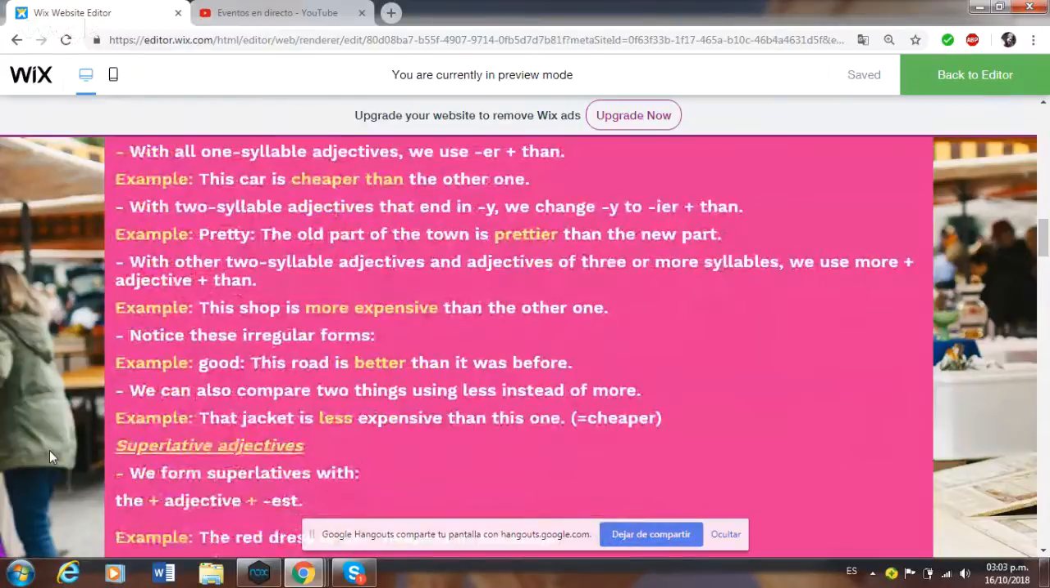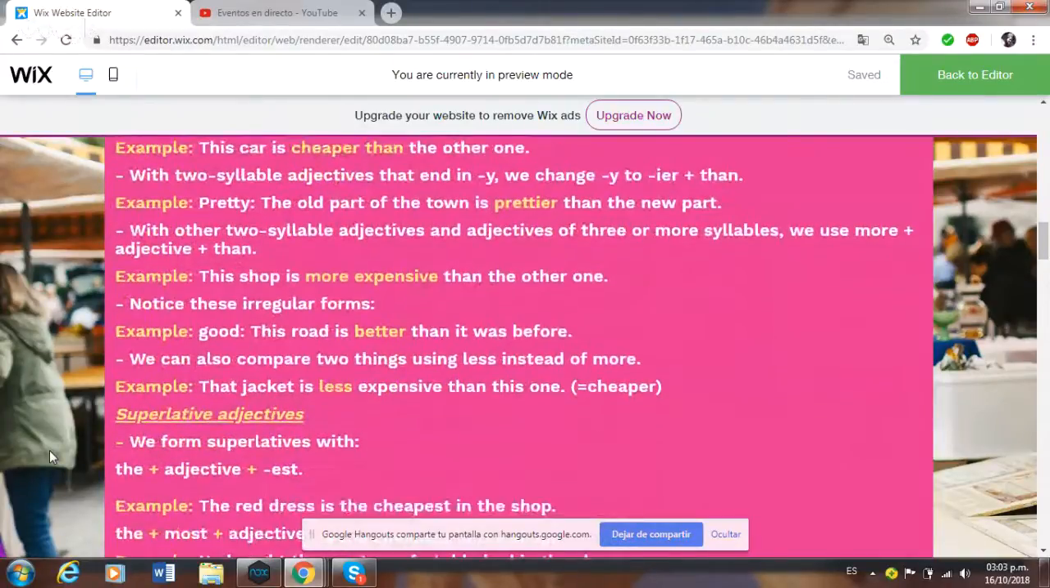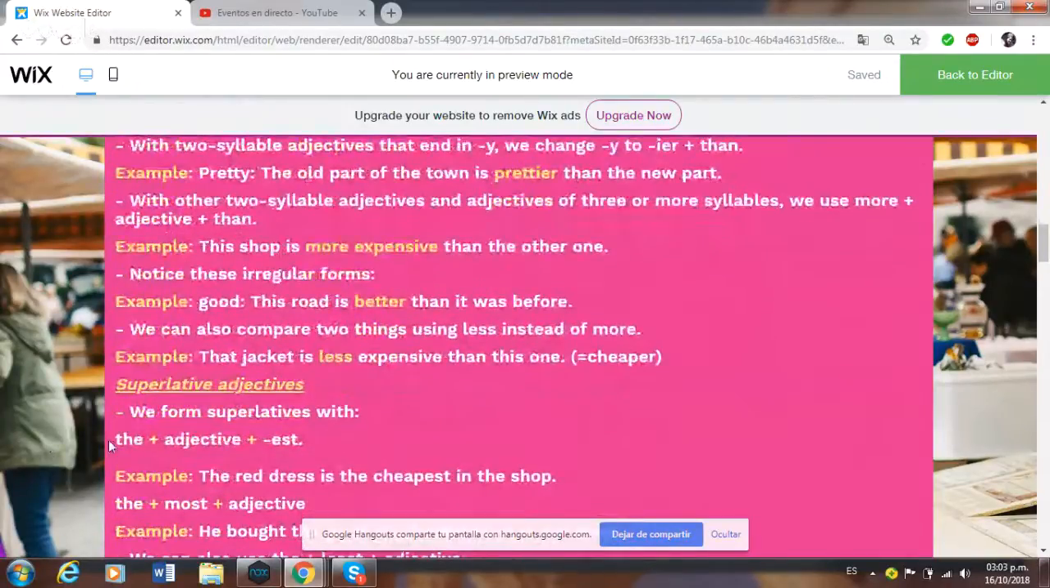As you can see then, expensive is an adjective that has more than two syllables. Expensive has three syllables. Then we add more before the word. The shop is more expensive than the other one.